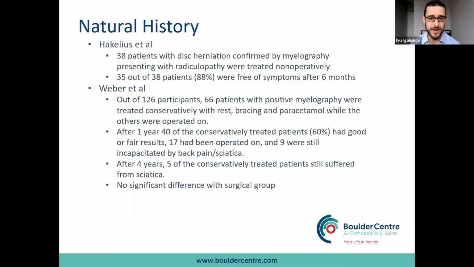But at 4 years, 5 of the conservatively treated patients were still suffering from sciatica. The other patients were symptom-free. And importantly, if you look at some of these longer-term studies, by 4 or 5 years, a lot of these studies show no significant difference between the surgical group and the conservative group. So a lot of these studies show that in the short term, surgery will improve your symptoms a little faster, but in the long term, the results of getting surgery or sticking to the conservative path are equivocal.